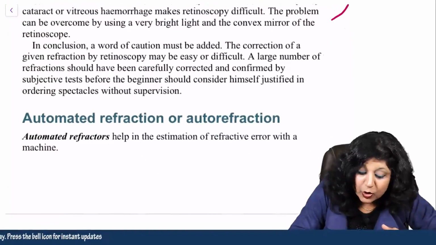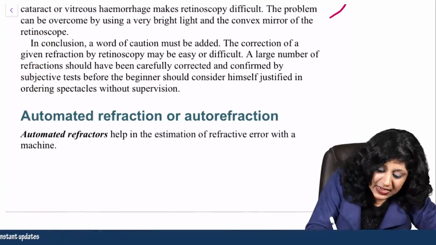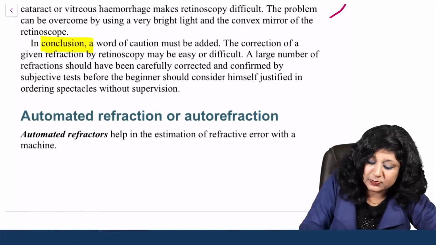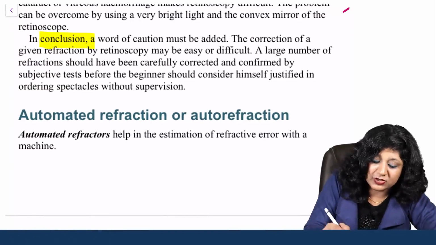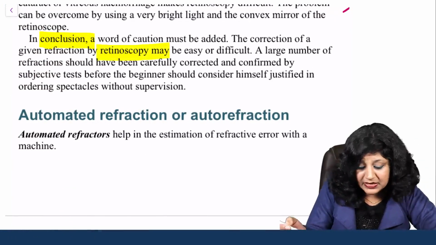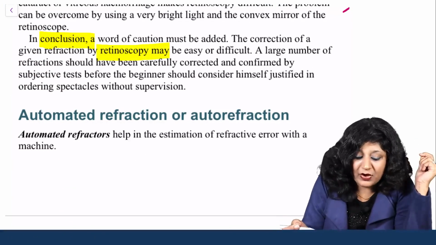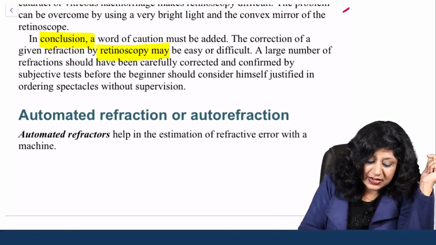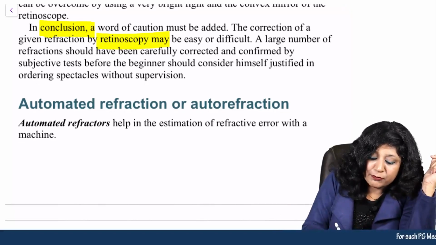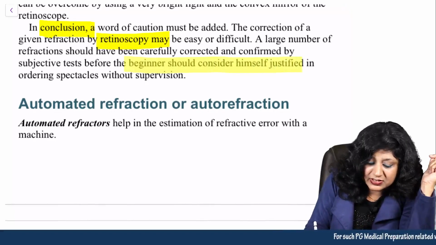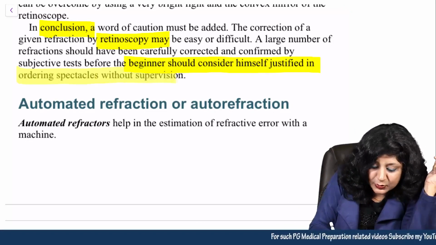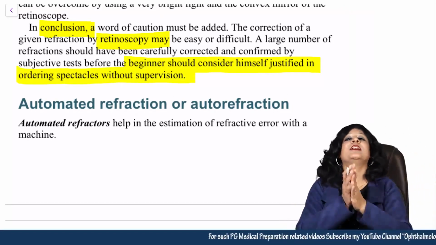Alright. So in conclusion, a word of caution must be added. The correction of the given refraction by the retinoscopy may be easy, it may be difficult. A large number of refractions should have been carefully corrected and considered by subjective test before the beginner should consider himself justified in ordering the spectacles without the supervision. So this is for the beginners.